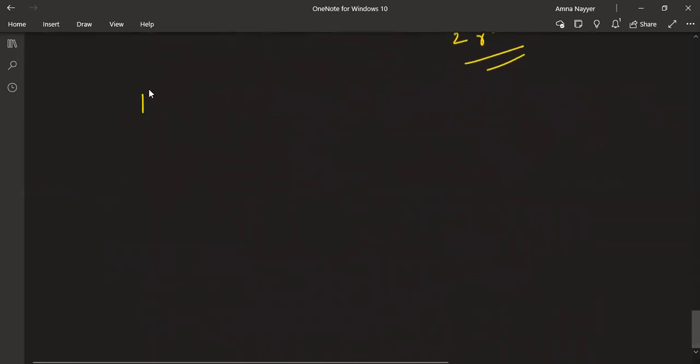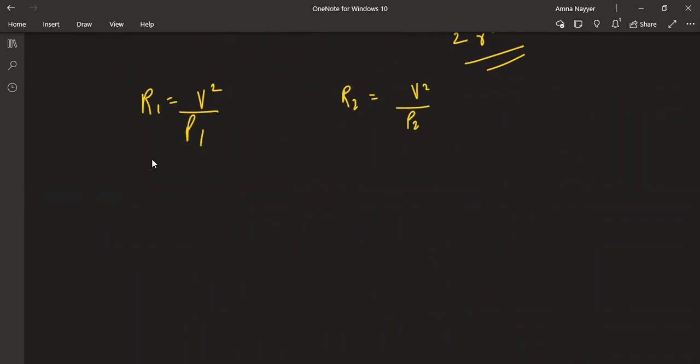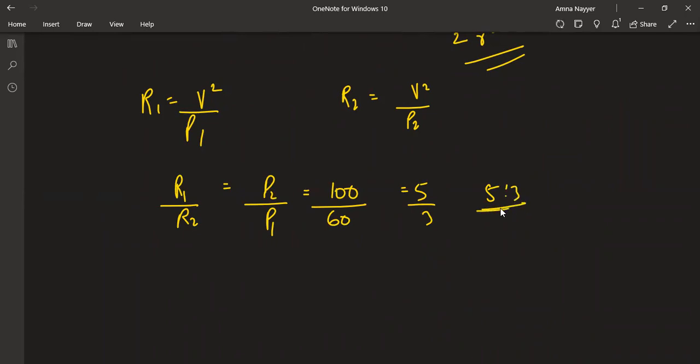See here, R1 will be equal to V square divided by P1. R2 will be equal to V square divided by P2. So R1 by R2, this is equal to P2 divided by P1. So this is equal to 100 divided by 60. That will become 5 by 3 and the ratio will become 5:3.